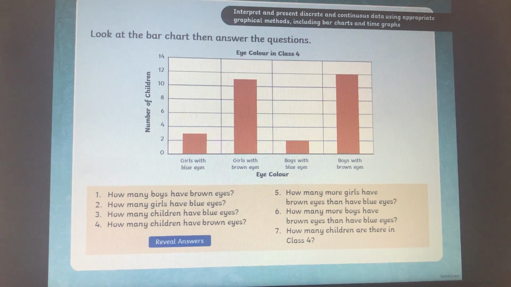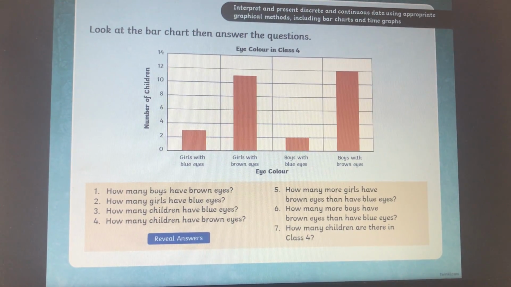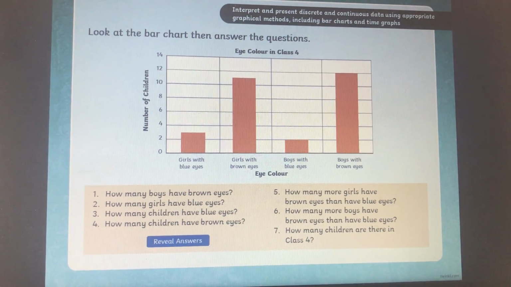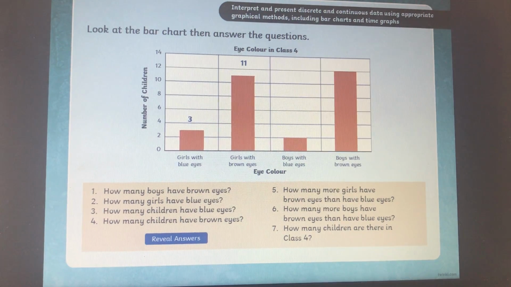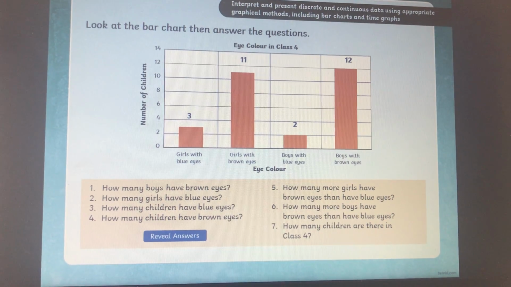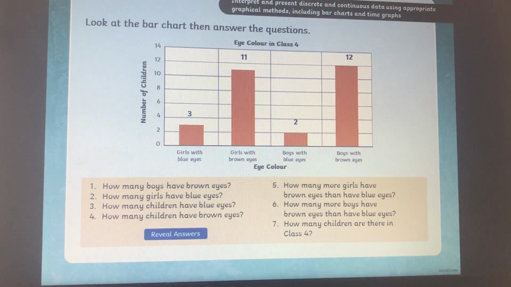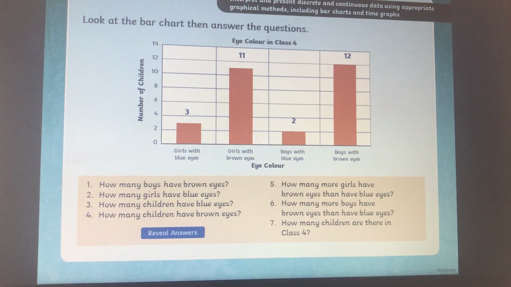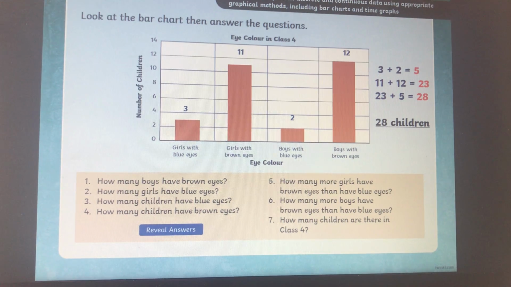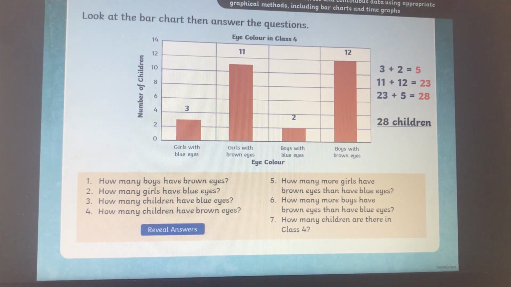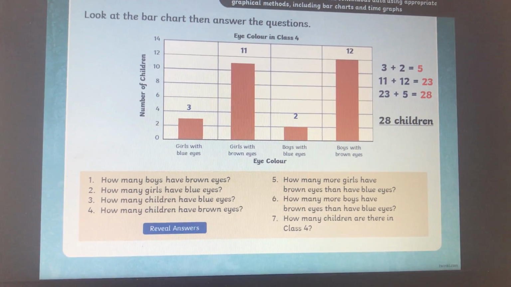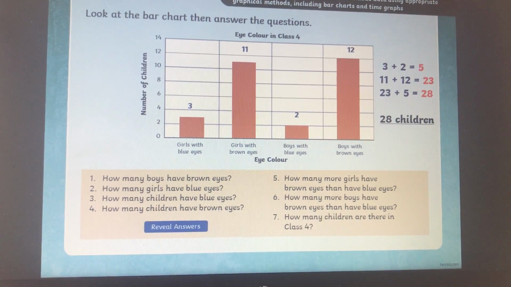The last question reads, how many children are there in class 4? In order to do this, we need to add up the totals of each bar. We can make this easier by putting 3 and 2 together and then 11 and 12. 3 add 2 equals 5, 11 add 12 equals 23. Add your 2 totals together, 23 add 5 equals 28. There are 28 children in class 4.